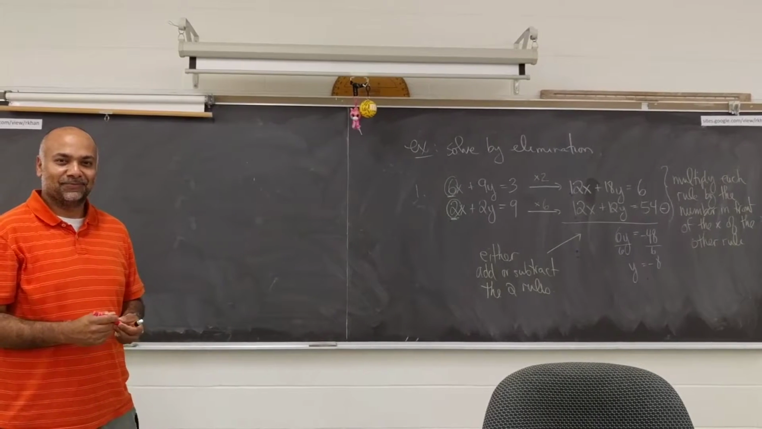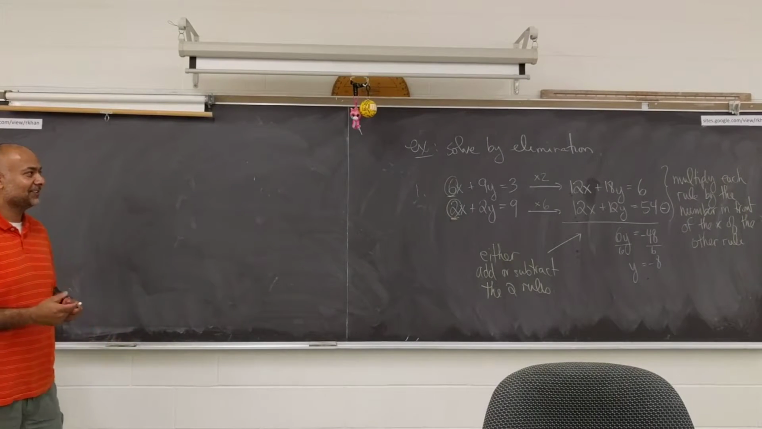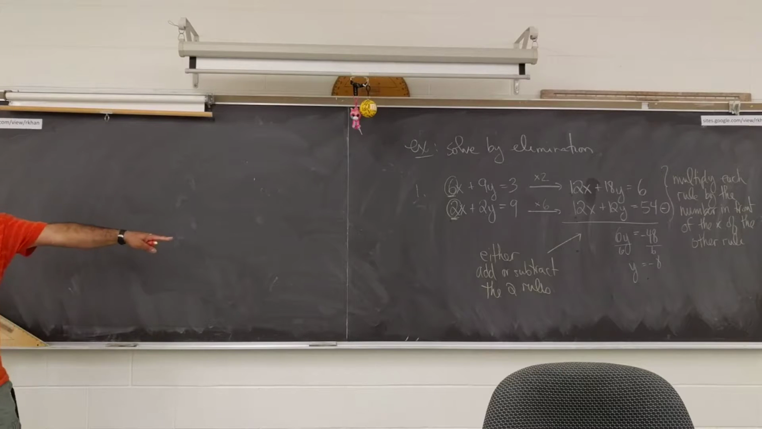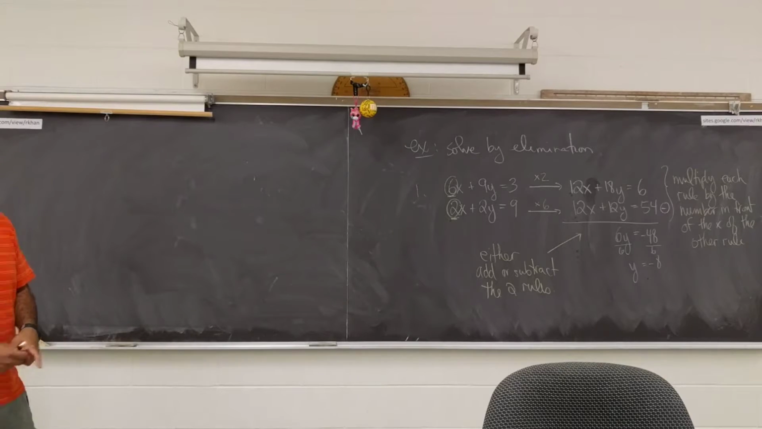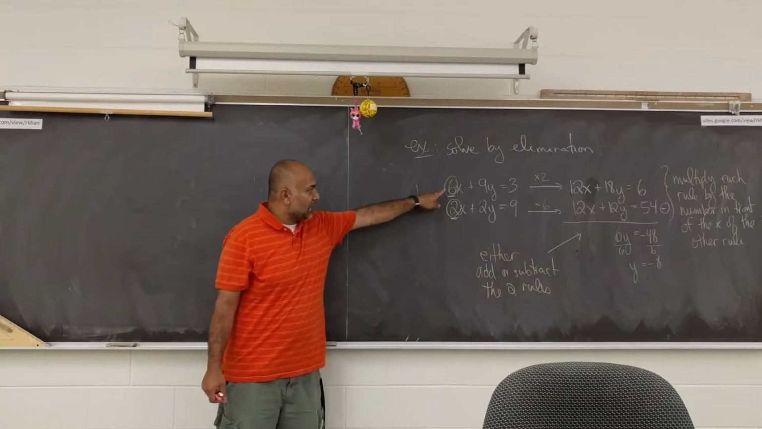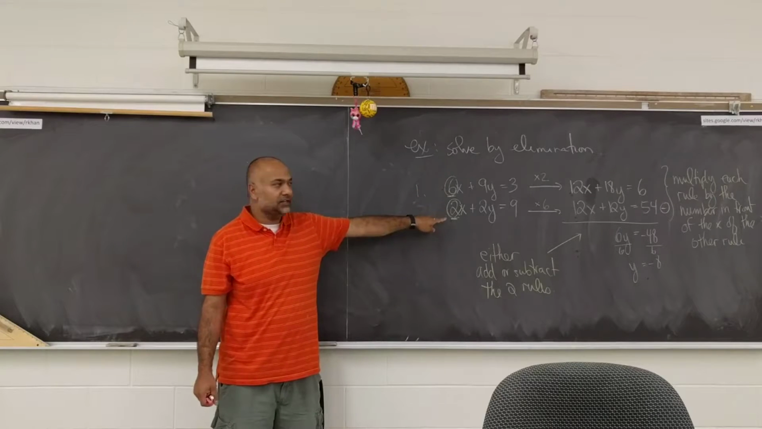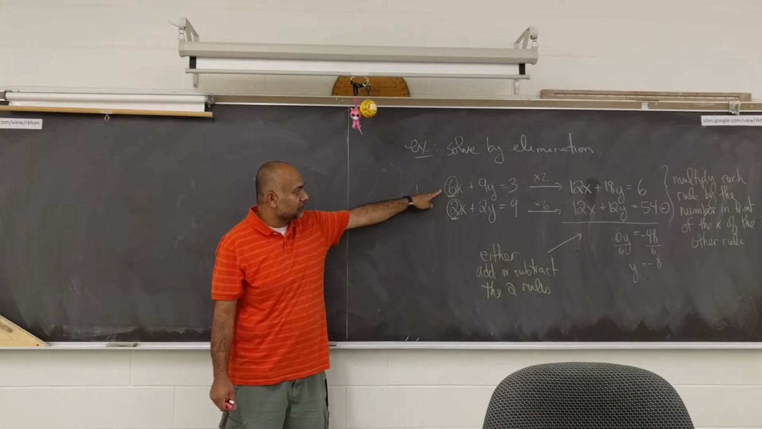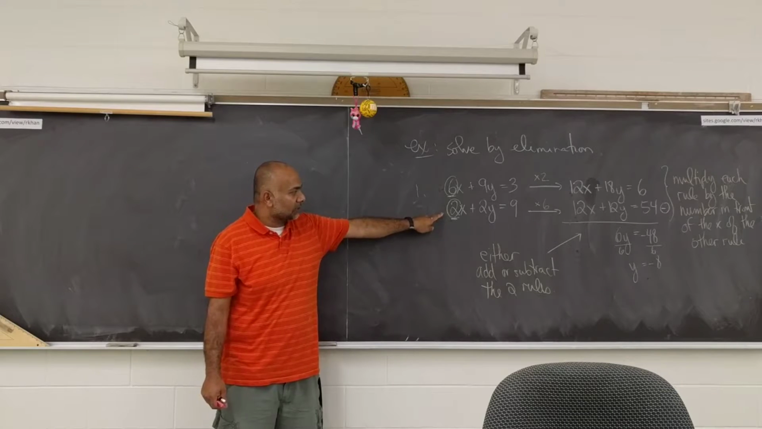We're good? Thank you. Okay, so we're not done. We found the y, let's find the x. Same thing as before. Pick whichever one of these starting rules you think is easier to work with. If you think the first one's easier to work with, use the first one. If you think the second one's easier to work with, use the second one. Makes no difference.